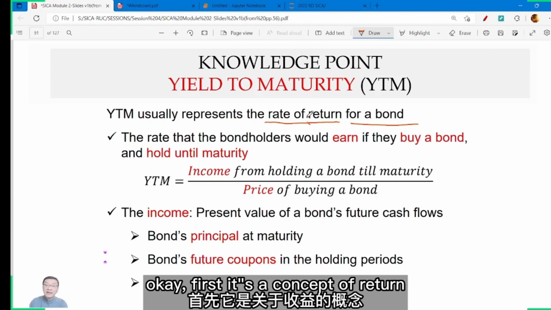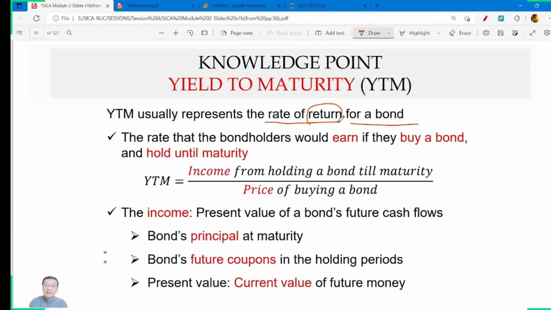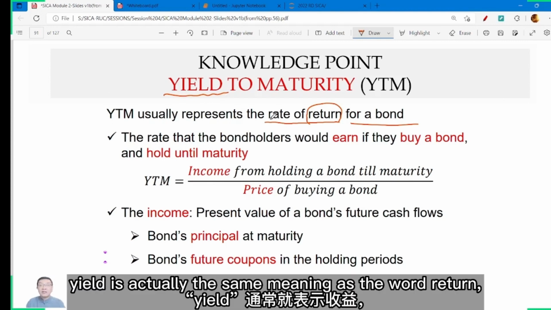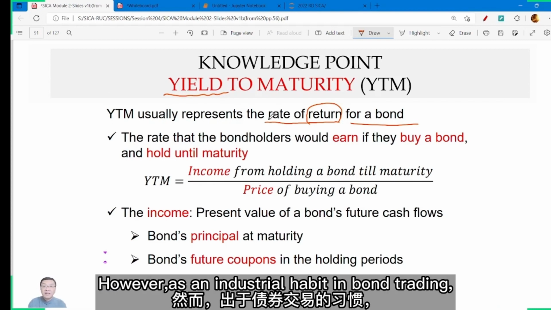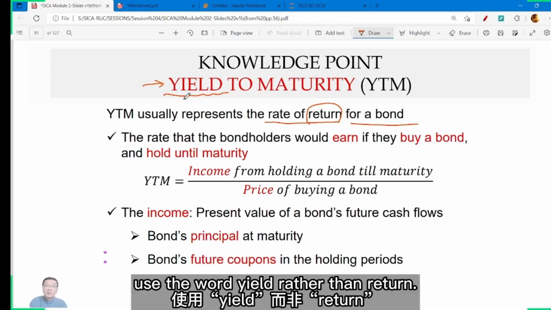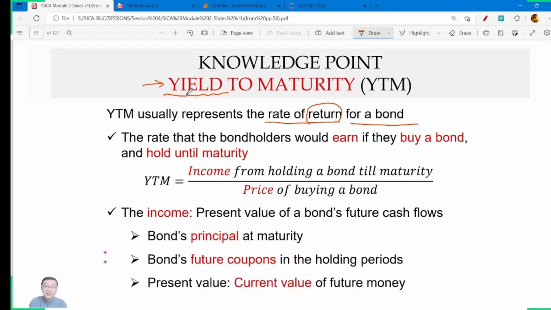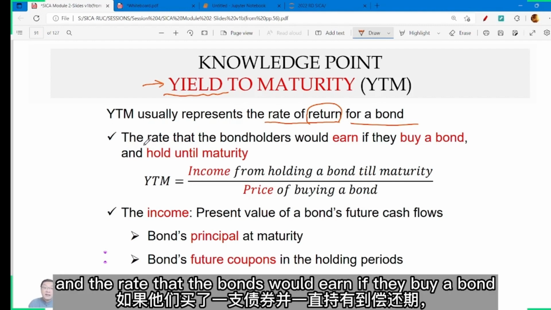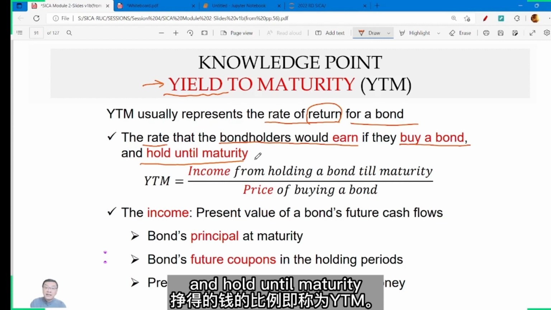Okay, first is the concept of return. Here we have the word yield. Yield is actually the same meaning as the word return. However, as an industrial habit in bond trading, people are more likely to use the word yield rather than return. I believe this is a business convention. And it is the rate that bondholders would earn if they buy a bond and hold until maturity.